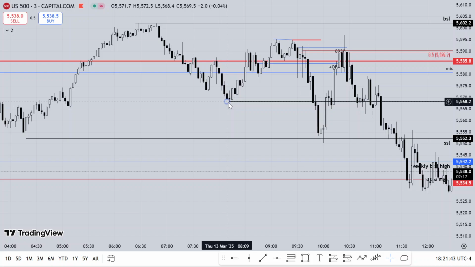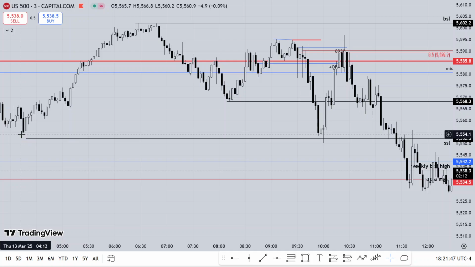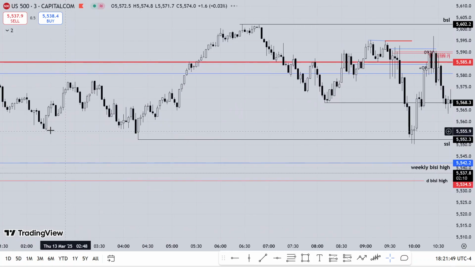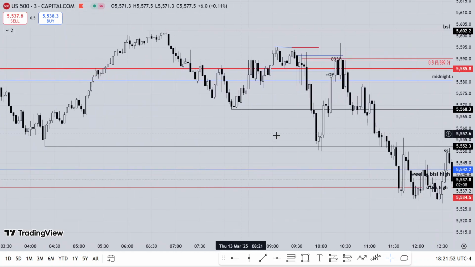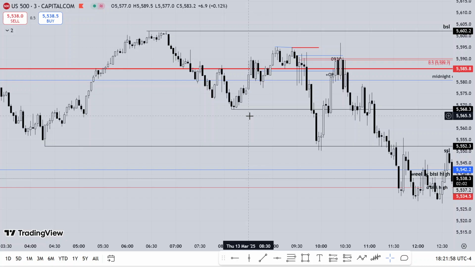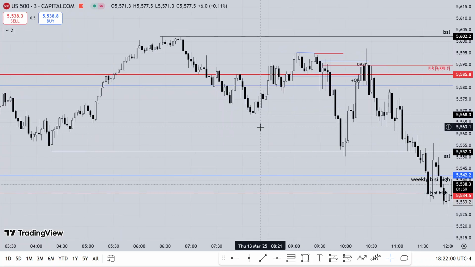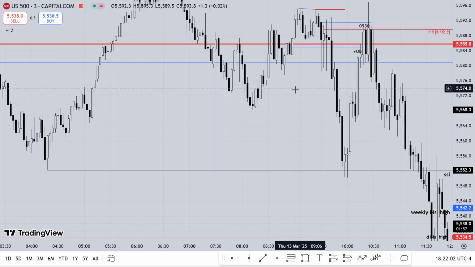Now we have this sell side liquidity. You have relative equals here, and you also have this sell side liquidity, which is the low from London. Having these lows here, these are points for you to take partials or likely, as I did here, full profit. So let's get right into it.